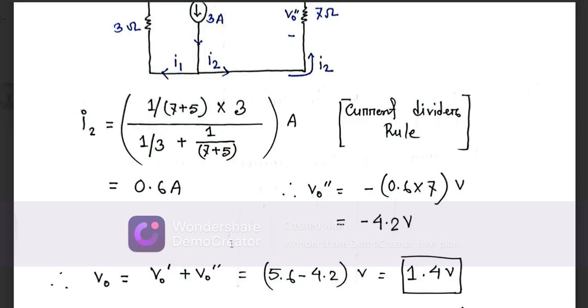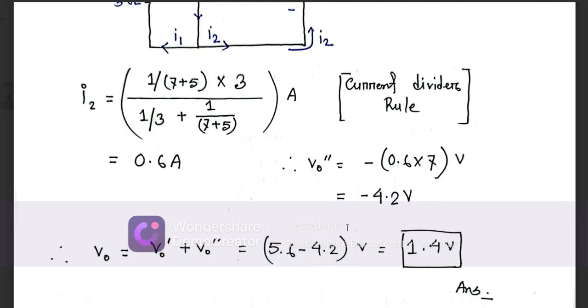And we can only use it to find linear quantities like voltage or current. We cannot calculate power using this superposition principle, because the superposition principle is based on the linearity property, right? And we have seen that power is not a linear quantity. So we cannot calculate power using the superposition principle. We can only calculate voltage and current through or across a resistor or a branch using the superposition principle.